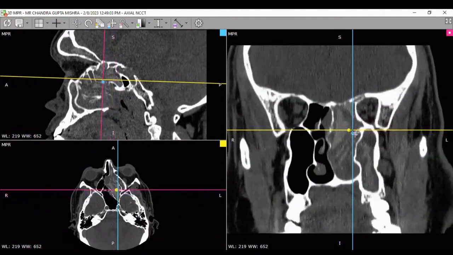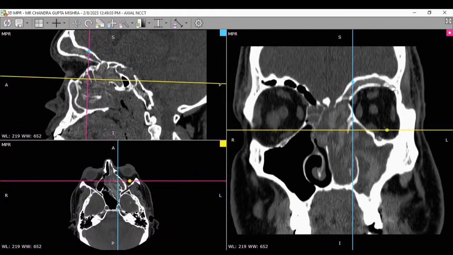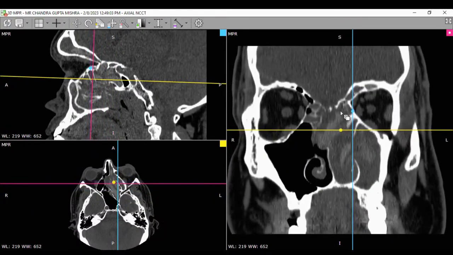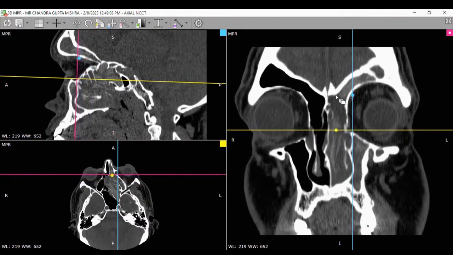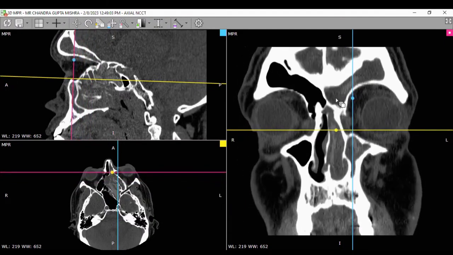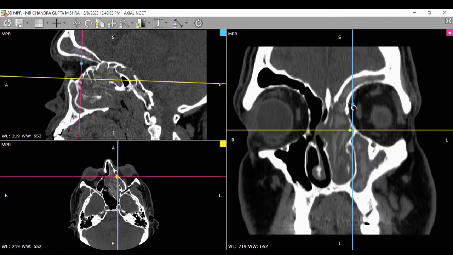So this was wide open. This was the supraorbital recess. And see, this is the supraorbital recess, now coming anteriorly. And this is the frontal sinus. Yes, sir. So this was all about this case.